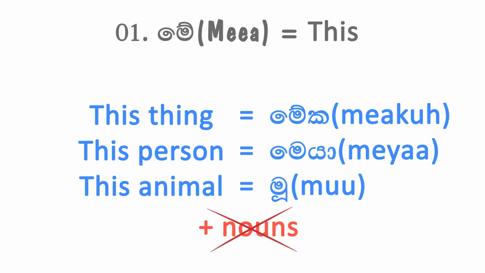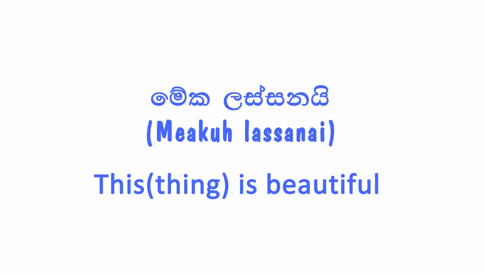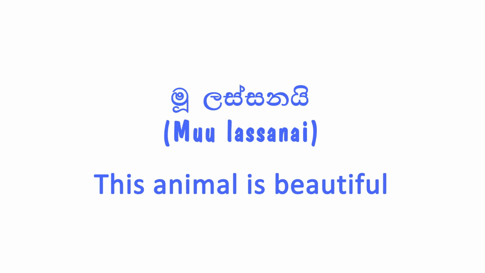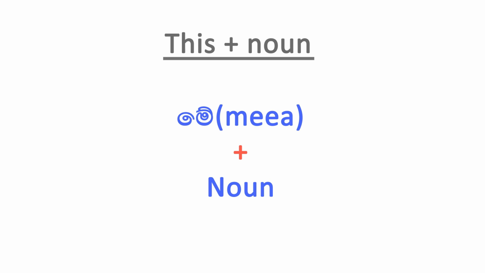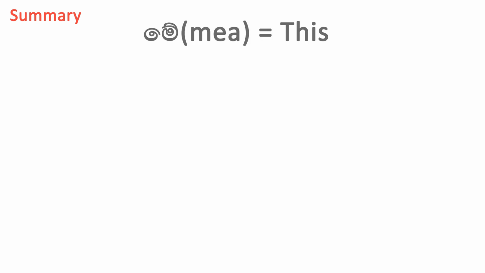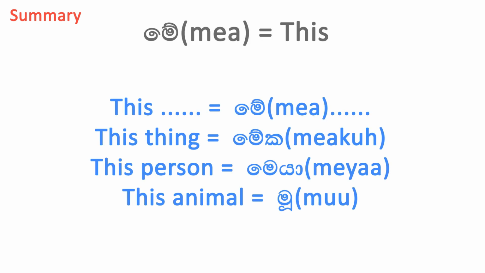Remember, you cannot use a noun after these 3 words because the noun is already there. As an example, you can say meekuh lassanai. This thing is beautiful. Meyaa lassanai. This person is beautiful. Moo lassanai. This animal is beautiful. But if you want to add a noun after the word this, use the word me. You can add a noun after the word me. This is the summary of the word this. Me means this, meekuh, this thing, meyaa, this person, moo, this animal.